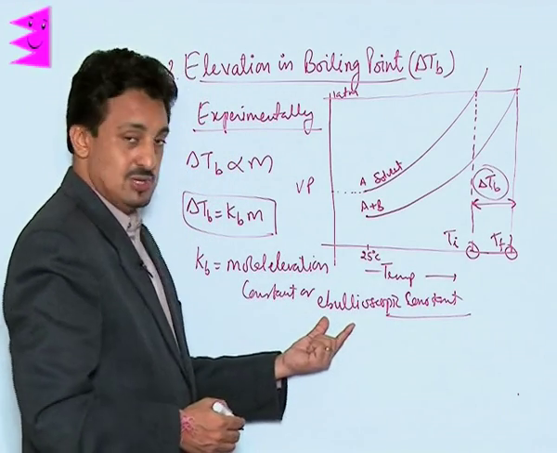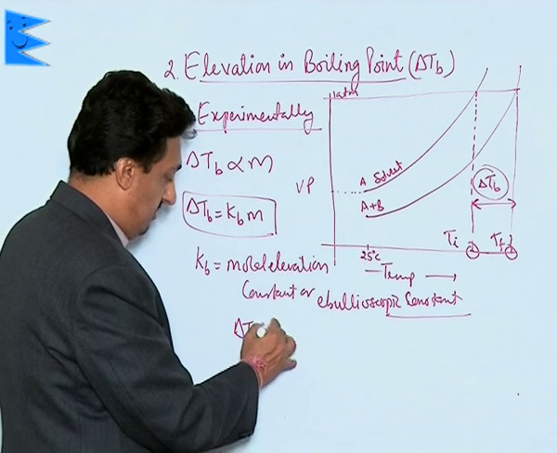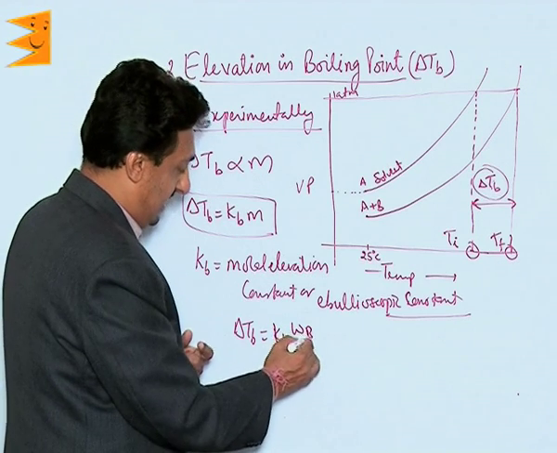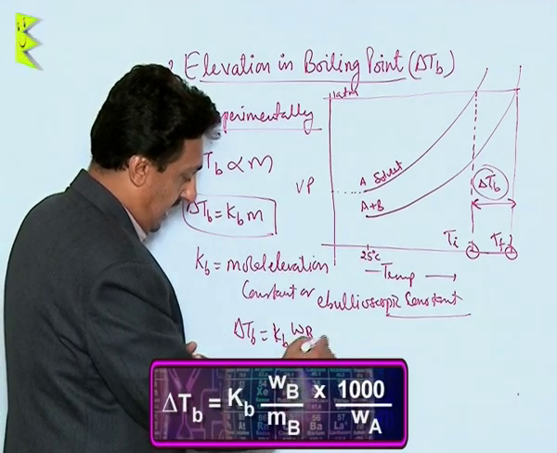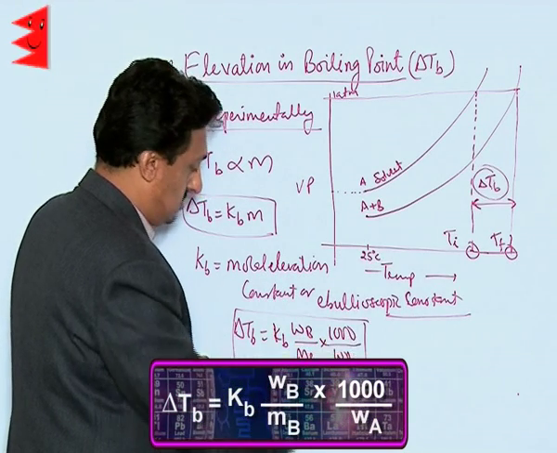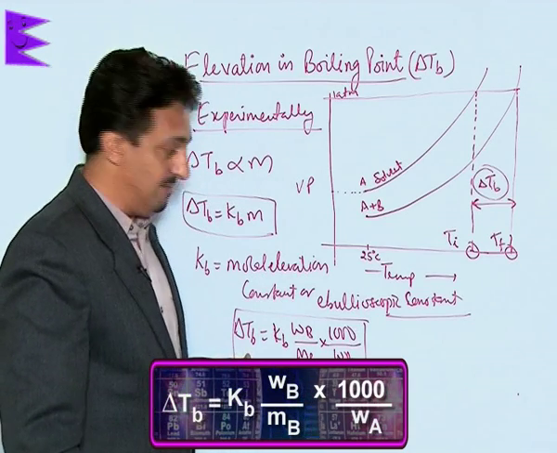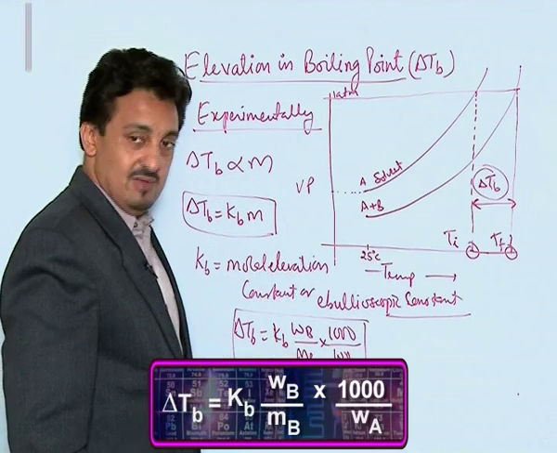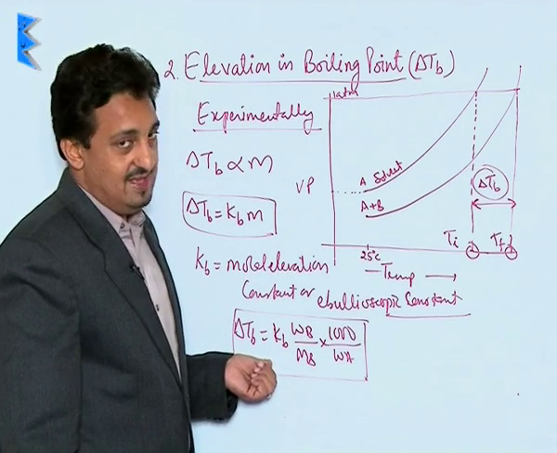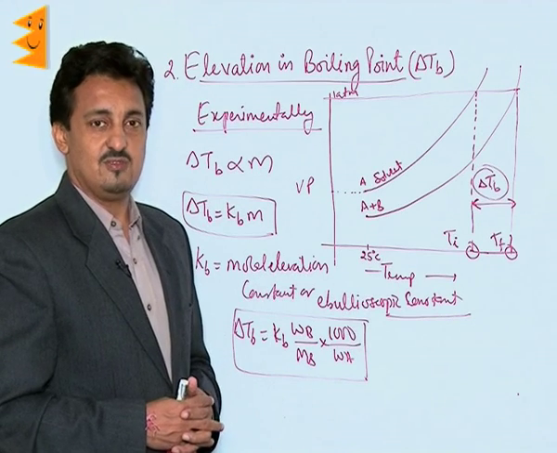This is its name, ebullioscopic constant. And therefore, the actual formula for finding delta Tb is, we can expand this molality as WB into 1000 upon MB into WA. This is what we have as delta Tb, the elevation in the boiling point. So this is the formula, and with the help of this formula, we can find the elevation in boiling point when a non-volatile solute is added to the solution.